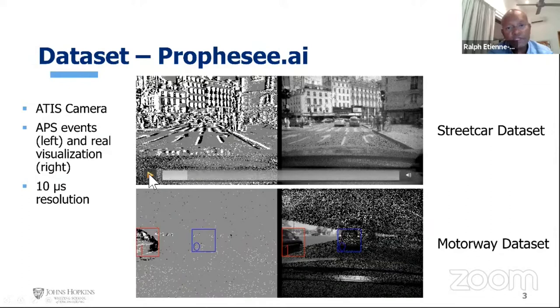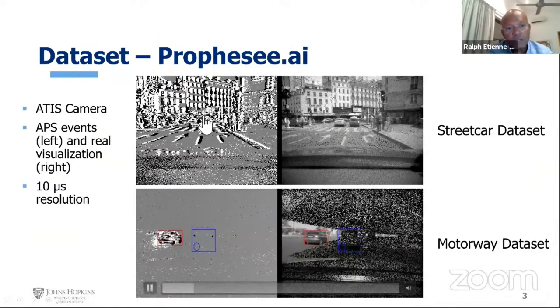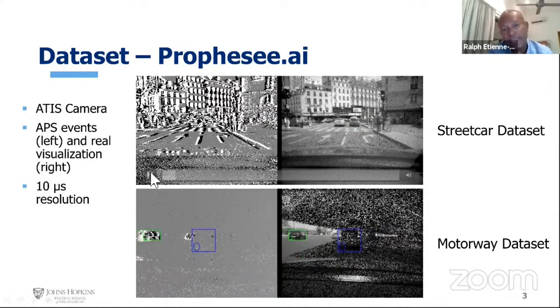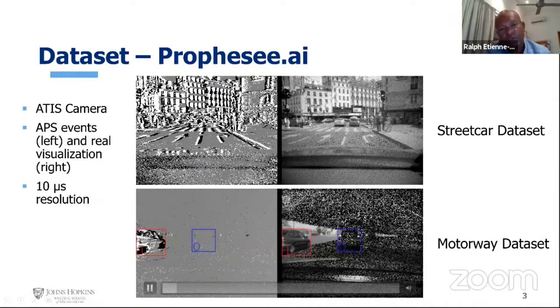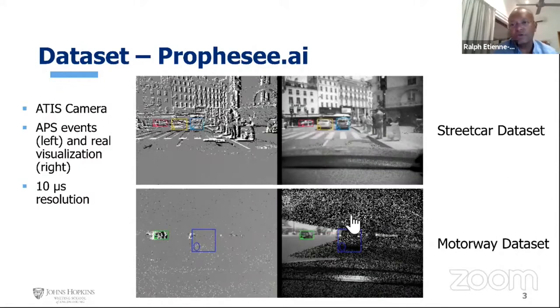Let's see here whether this will run. Okay, why is it not running? I don't know why the top one is not running. Anyway, it's essentially just the data that one corresponds to a car driving through the city, and the other one corresponds to a camera sitting on the side of the road and watching the motorway as it goes by.